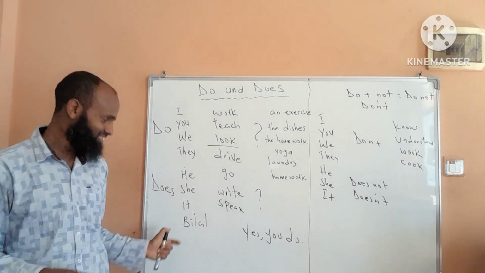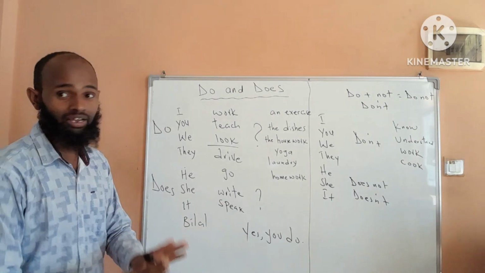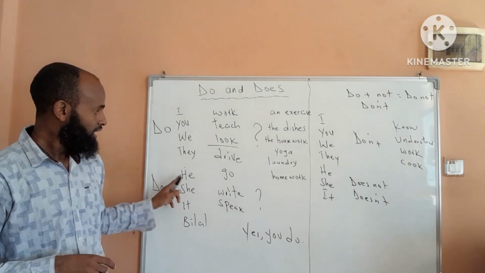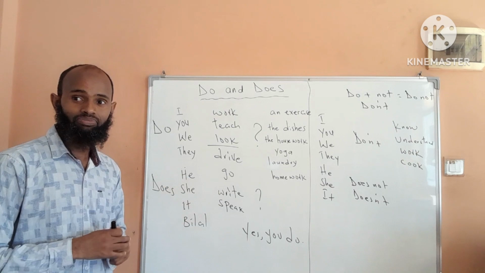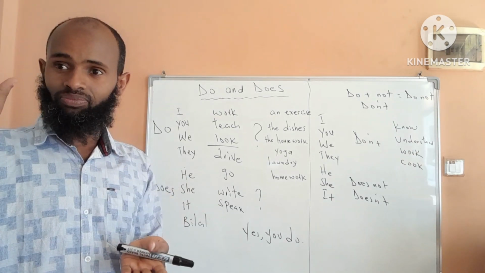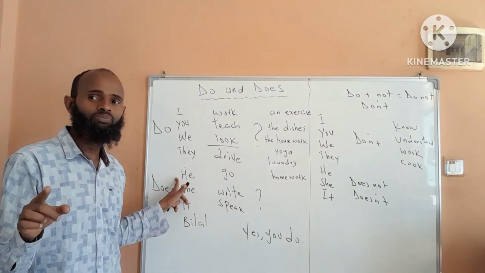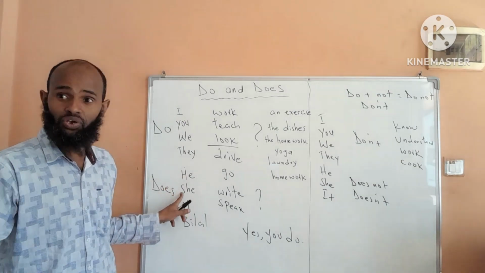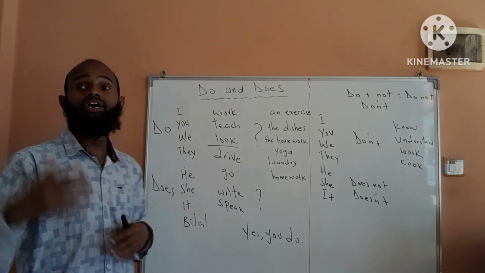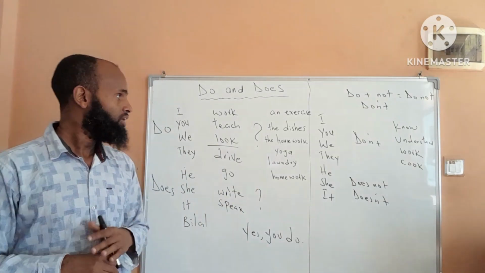Does Bilal learn? Yes, he does. Very good. These are the positive answers. What about the negative? Let's make sentences with the negatives. Does he learn? If the answer is negative, we have to say no. No, he doesn't. Does she cook? No, she doesn't. Does she speak? No, she doesn't. Does Bilal study? No, he doesn't. Very good.